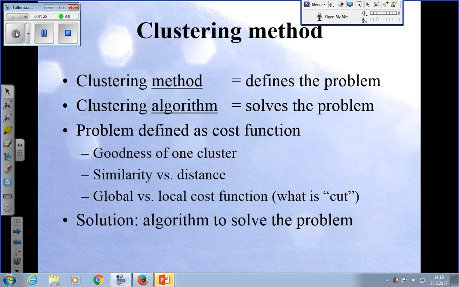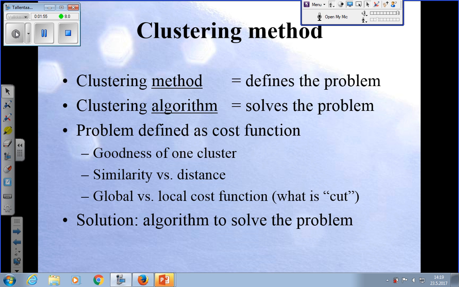Okay. So a little bit back to the roots. Clustering method. I use this term method to define the problem. So we have some objective function that we either minimize or maximize, and then a clustering algorithm as a way to solve this problem, to find the optimal solution or optimize it as well as we can.